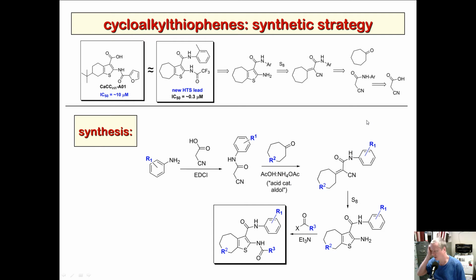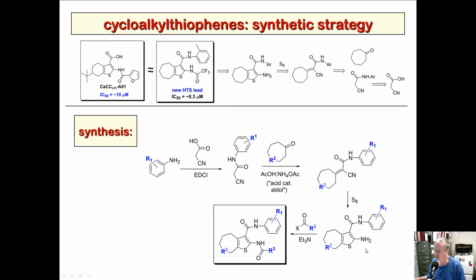So in the forward synthesis, the aniline is reacted with cyanoacetic acid and EDCI to make the cyanoacetamide, and then we do an acid catalyzed aldol reaction with various ketones, and that builds the alpha beta unsaturated amide/nitrile. And with S8, which is an electrophilic sulfur source, we can build the thiophene. It's a really easy reaction. Just mix this stuff with like ethanol with S8. I think we have a little catalyst like morpholine or something, and then we get the amino cycloalkyl thiophene.